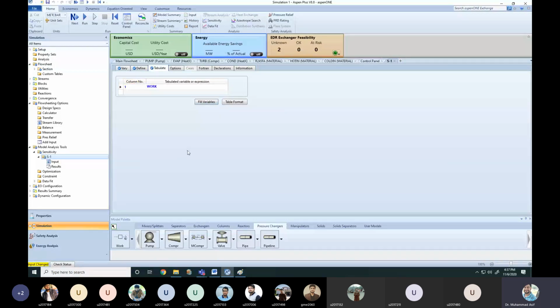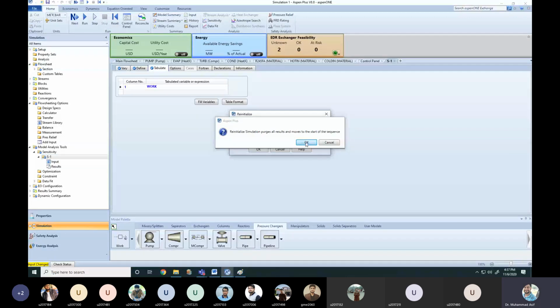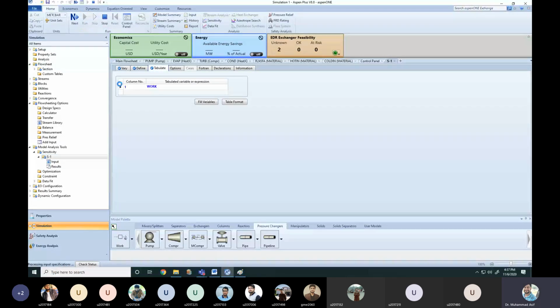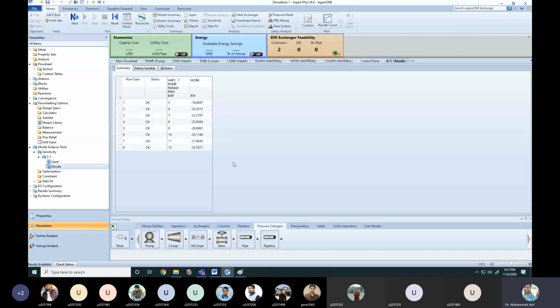That's it. Again, you reset and again simulate, run. Okay, your simulation is completed now and the results are available. So what are the results indicating? The results are indicating that when the pressure of the pump was 5 bar, the work output was about minus, I mean minus is just a representation. I mean it in absolute form, that's the work output.